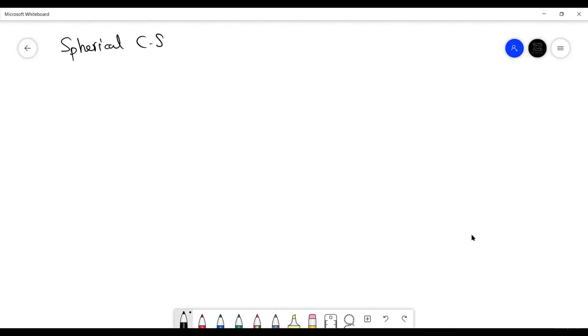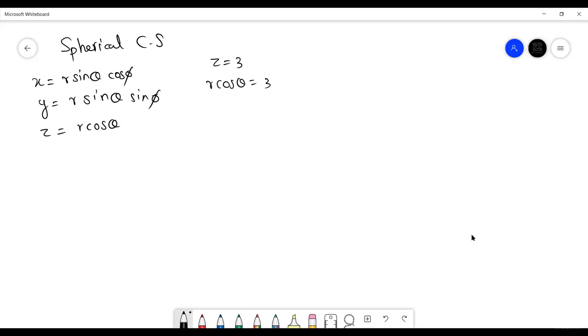coordinate system, we know, x is equal to r sin theta cos phi, right? And y is equal to r sin theta sin phi, and z is equal to r cos theta, right? So the bounded region given to us is by z equal 3. So in that case, r cos theta is equal to 3. So r is equal to 3 by cos theta. So what is the range of r? r is from 0 to 3 by cos theta.